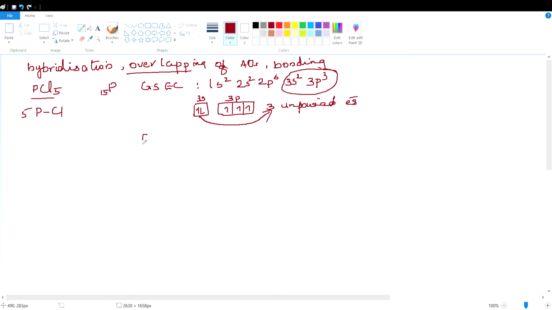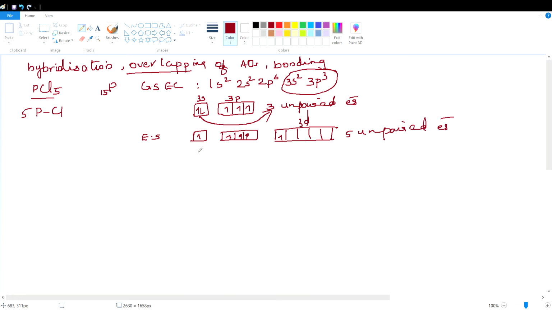So the excited state electronic configuration of phosphorus will be 3s with 1 electron, 3p with 3 electrons, and one of the 3s electrons occupies one of the empty 3d atomic orbitals. This is the excited state configuration. So in the excited state, phosphorus contains 5 unpaired electrons.